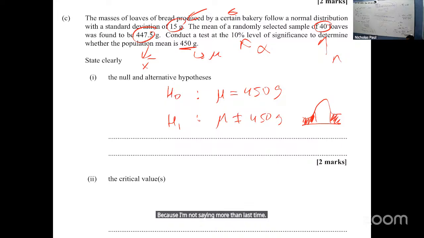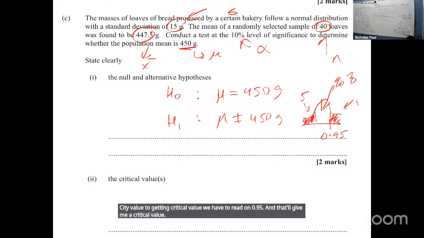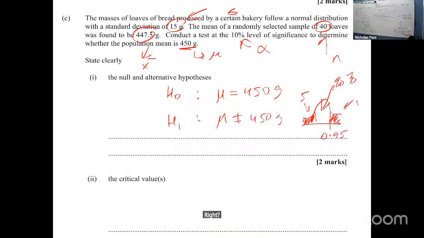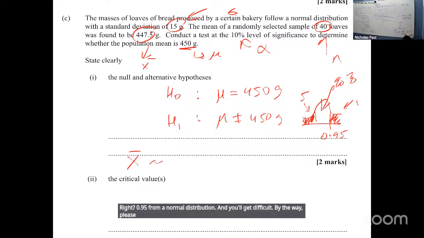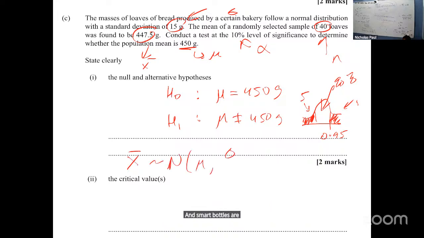Yeah, that's correct. So it means that here is 90%, so here is 5% and here is 5%. So to get the critical value, we have to read off 0.95. You have to read off 0.95 from a normal distribution and you'll get a critical value. By the way, please remember to write this: X bar follows a normal with mean mu and variance sigma squared on n. Very important to write that.